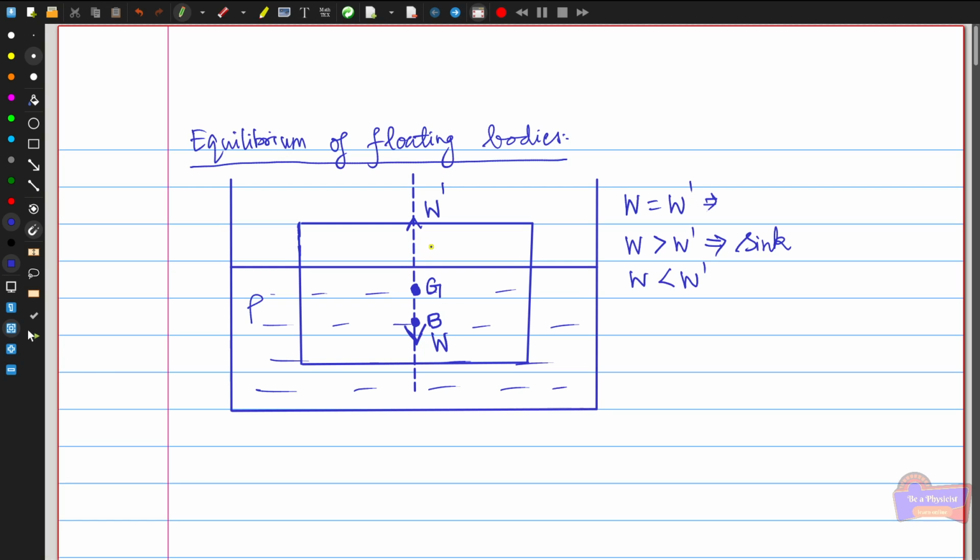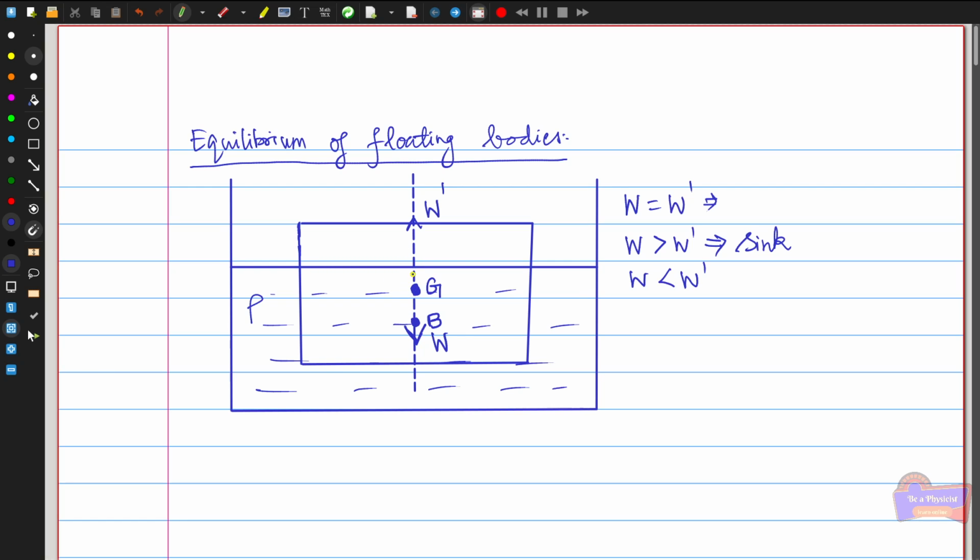Therefore, concerning the equilibrium of floating bodies, two different conditions are necessary for the equilibrium of floating. One is that its weight must be equal to the weight of the displaced liquid, according to Archimedes principle. The other is that the center of gravity of the body and the center of the buoyancy force must lie on the same vertical line. So these are the two important conditions for the equilibrium of floating bodies.